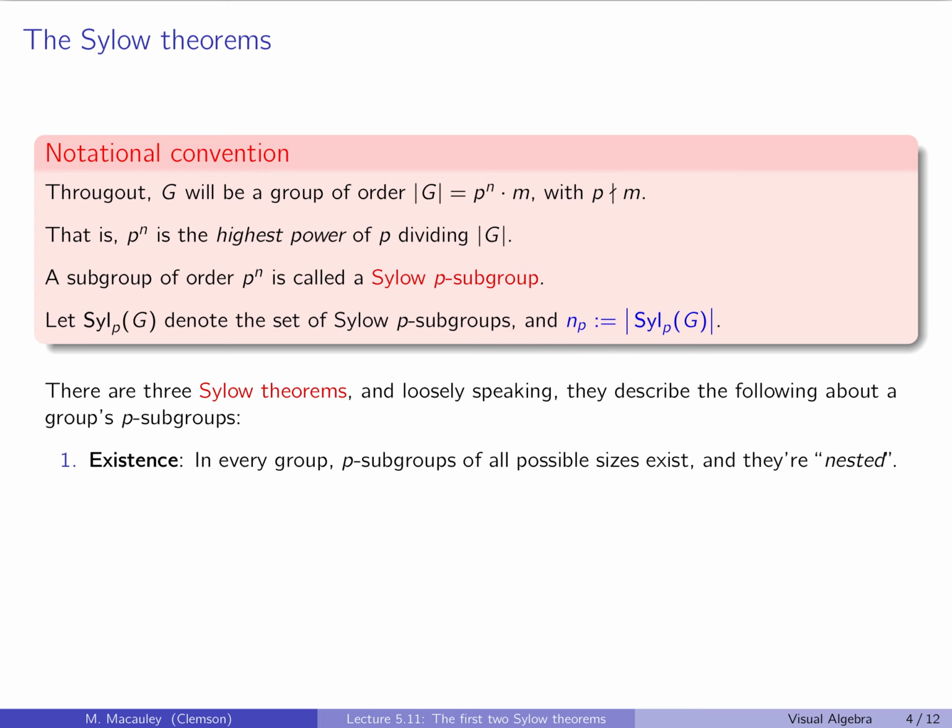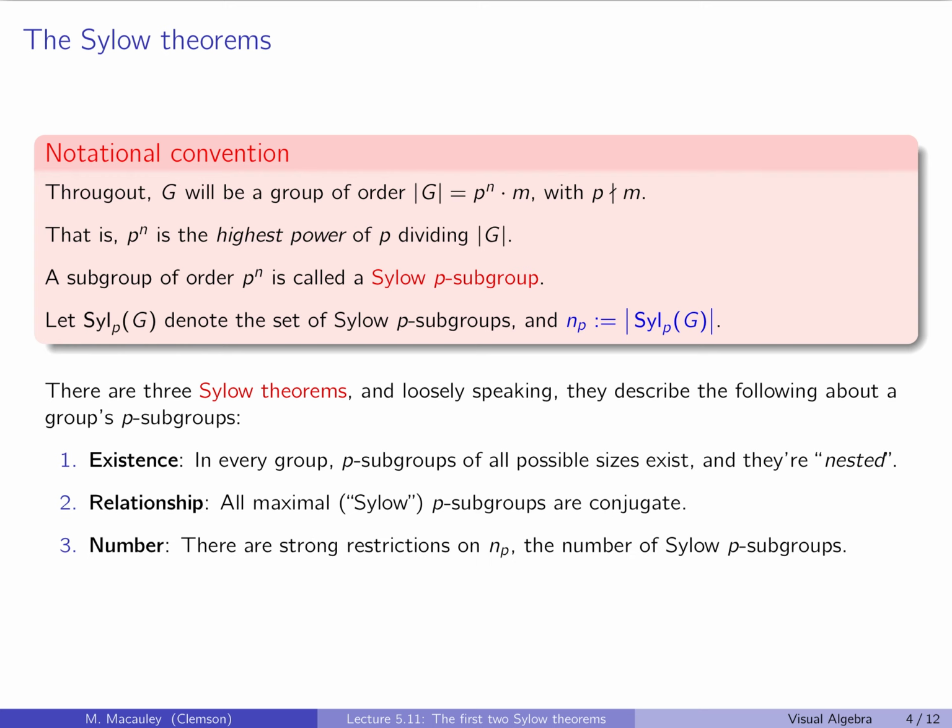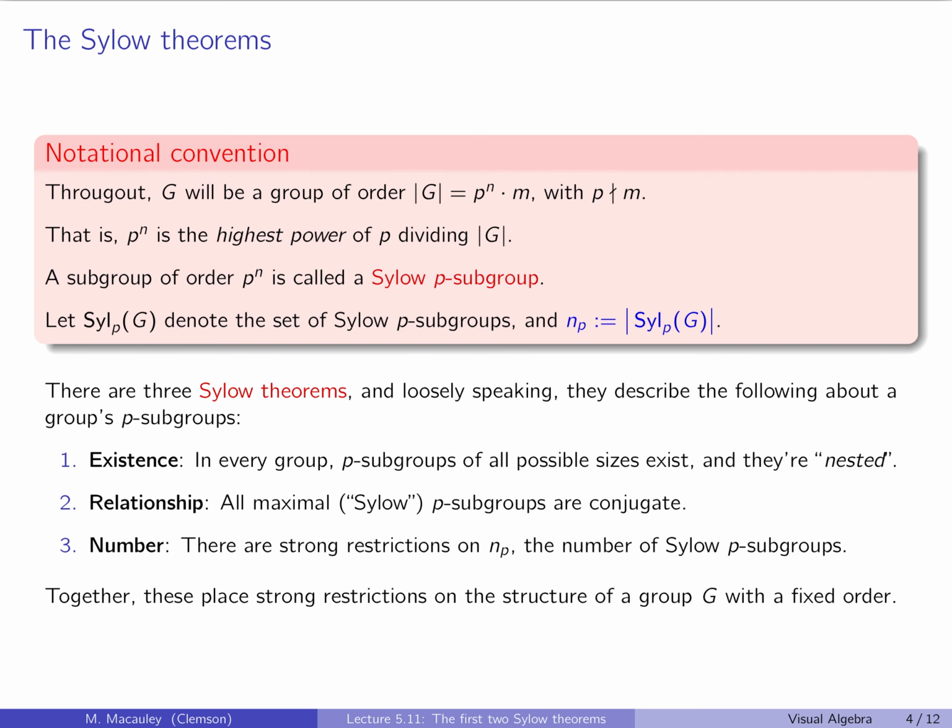There are 3 Sylow theorems, and loosely speaking, they describe the following about a group's p-subgroups. The first one describes their existence. In every group, p-subgroups of all possible sizes exist, and they are nested. The second theorem says that all maximal, or Sylow, p-subgroups are conjugate. And finally, the third one says that there are strong restrictions on the number of Sylow p-subgroups. Together, these place strong restrictions on the structure of a group G with a fixed order.